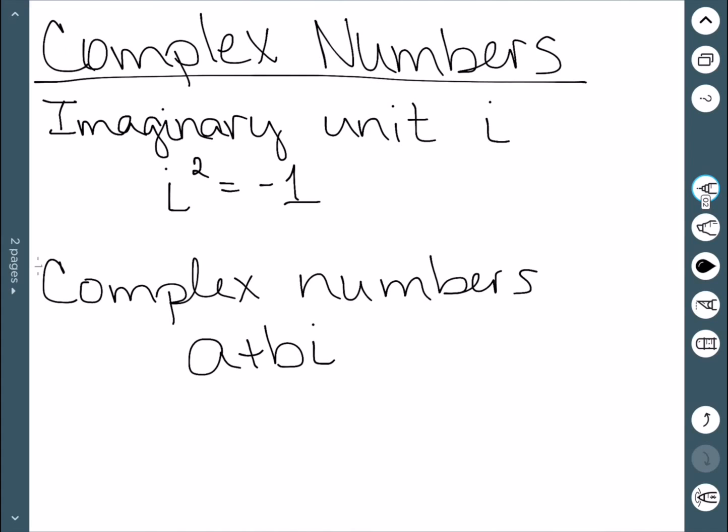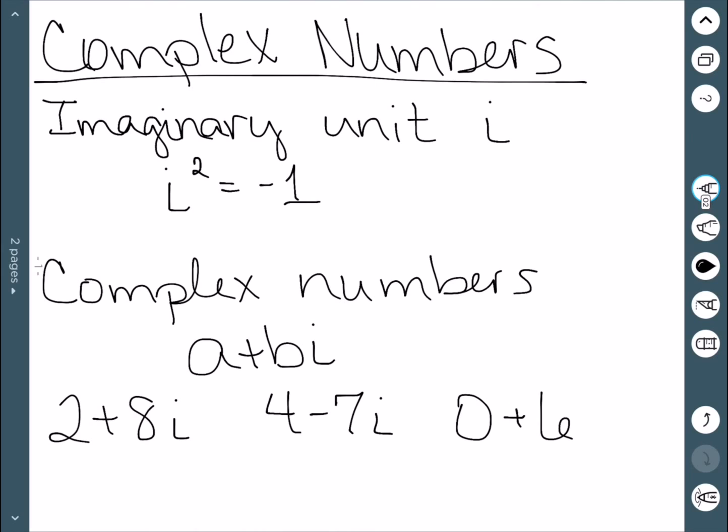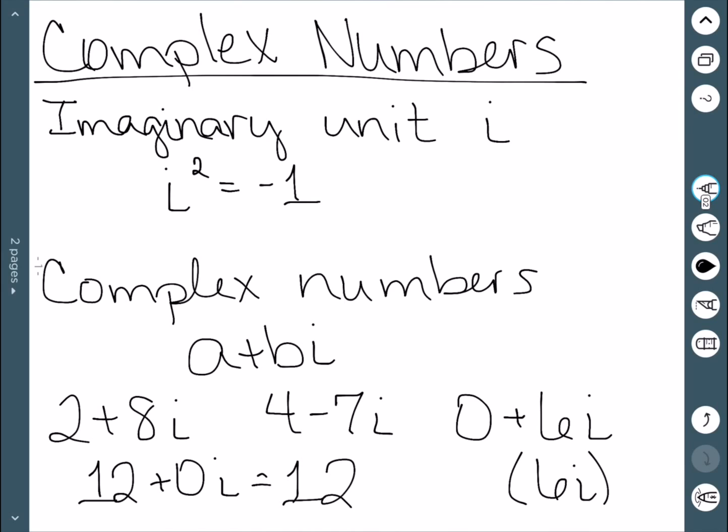The complex numbers are anything that can be written in this form, a plus bi, where a and b are real numbers. For example, 2 plus 8i, or 4 minus 7i. We could also have something like 0 plus 6i, which we tend to just write as 6i. And so these are the complex numbers. And real numbers are also complex. For instance, 12 plus 0i is the same thing as 12.